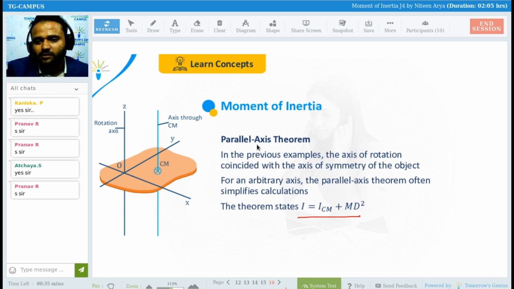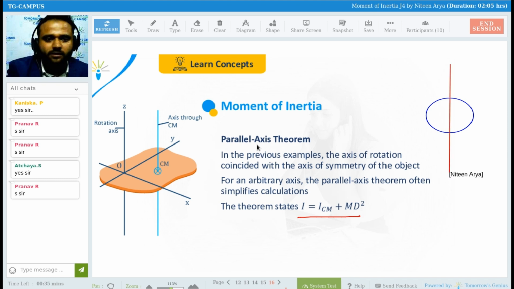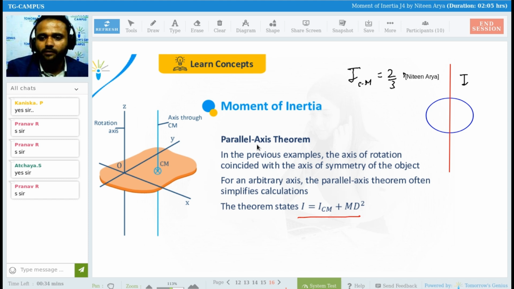Suppose this is your hollow sphere, or you can say ring, right? So for this particular thing, we know this. If the axis is passing through the center of mass, that is I center of mass, and we can find it as 2 by 3 mr square. Is this clear everyone? Clear?